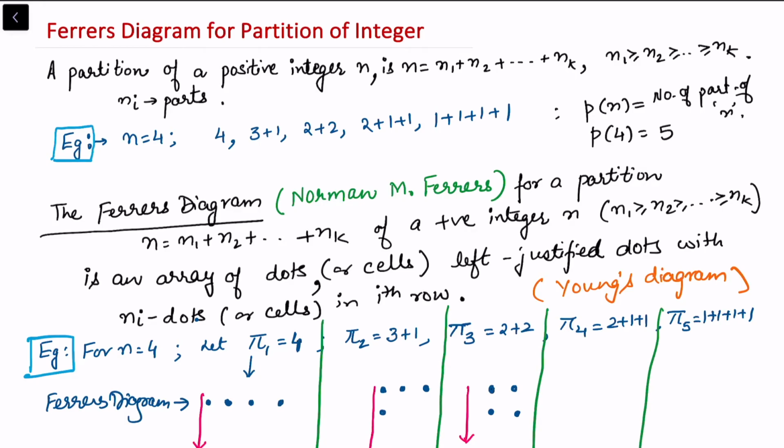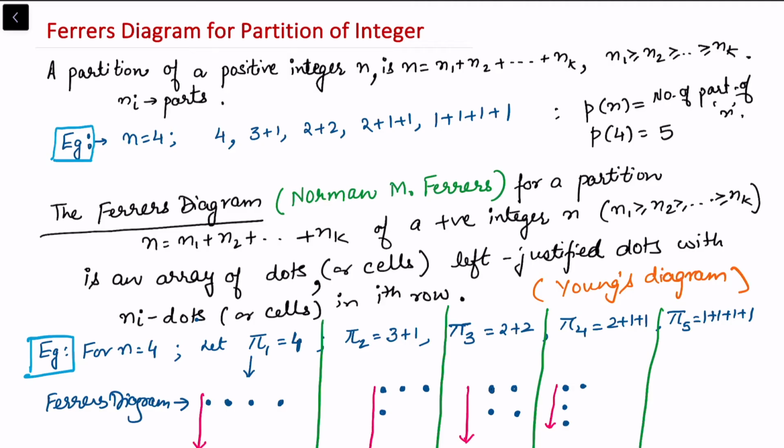So for the partition four, first row has 2 dots, the next has 1 dot, that's the value for n1, this is the value for n2, and then the value for n3. So we will have 1 more dot. And this is how we are making it left aligned.